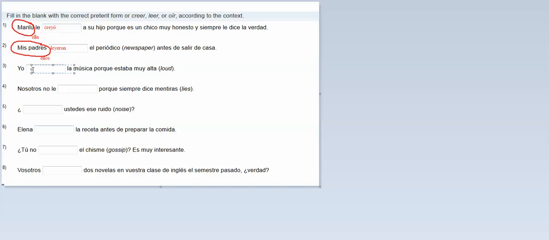And one more. Yo blank la música porque estaba muy alta. I heard the music because it was really loud. Oír. Okay, so who's doing the hearing? That would be yo. Okay, and I would get rid of this and I would add an I, oí, and I don't need to change it to a Y or anything else because that wouldn't put three vowels next to each other, so it follows the rules of any other regular preterit.